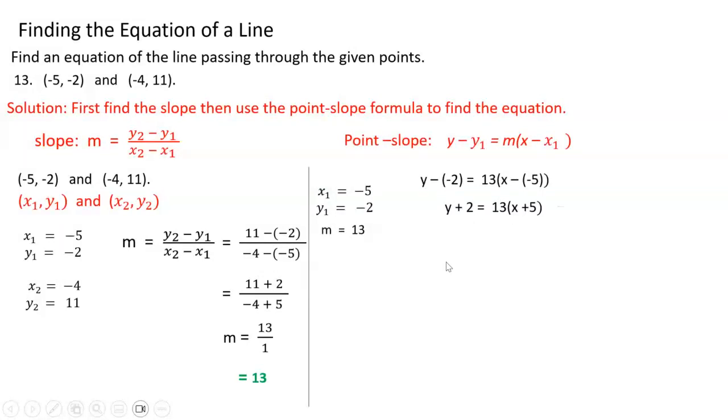Now here we're going to distribute. This is going to give us 13x plus 65. Then we subtract 2 from both sides. So here's my equation of the line in slope-intercept form. This is what we were looking for.